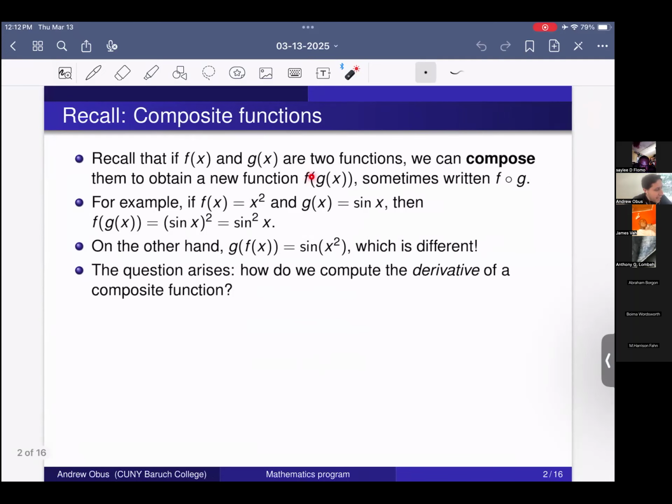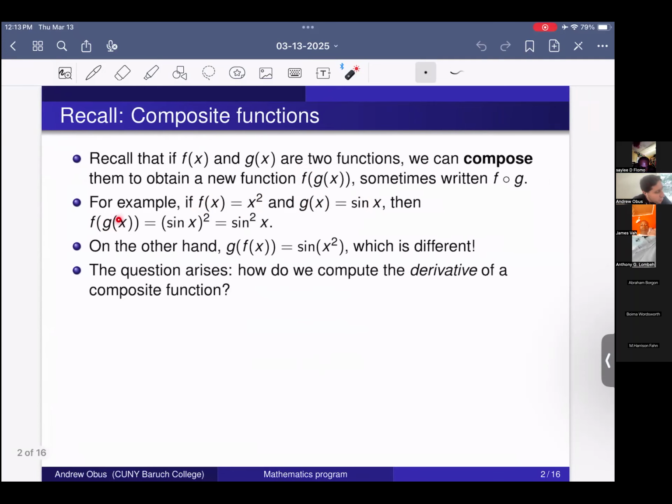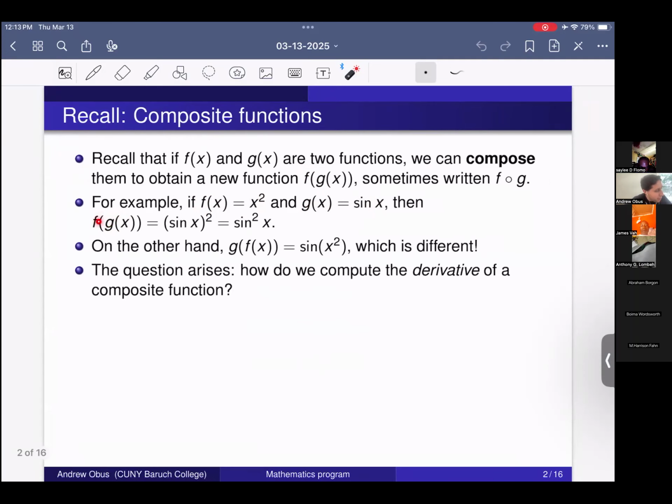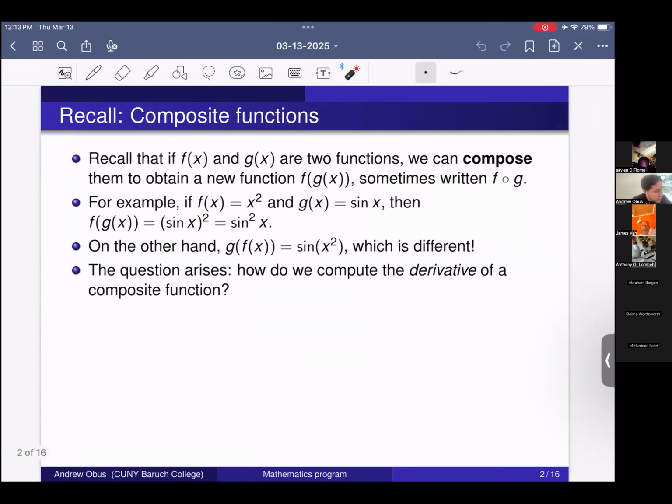What happens is that f and g play different roles when you do this kind of composition. So it matters which order you compose them in, right? Say f of x equals x squared and g of x equals sine of x, as an example. If you do f of g of x, that means you're first applying sine and then applying x squared. So you get sine of x, squared.